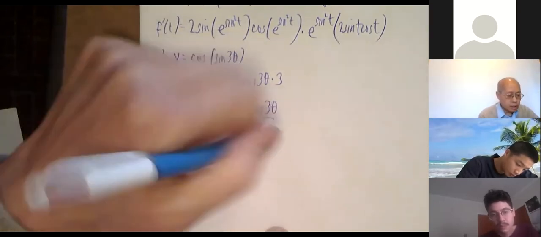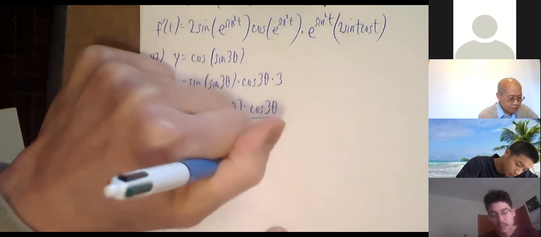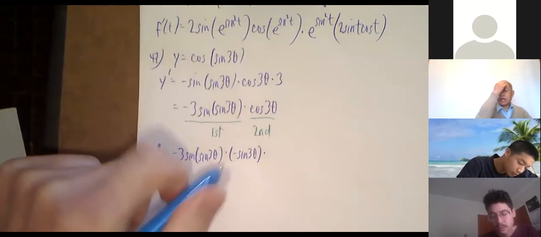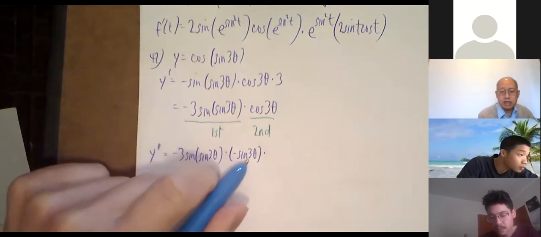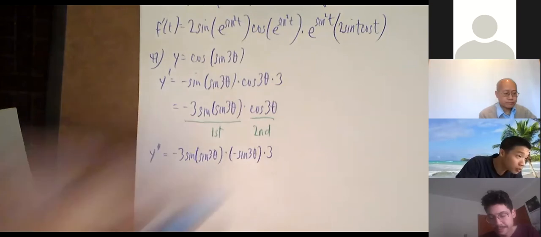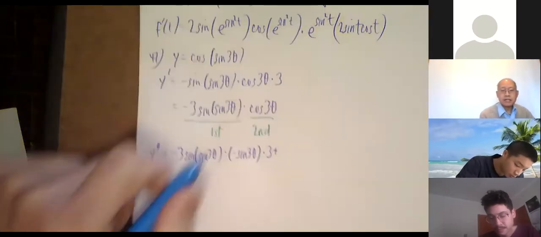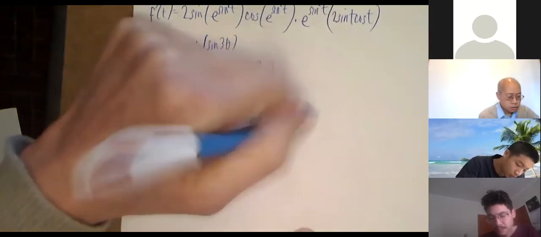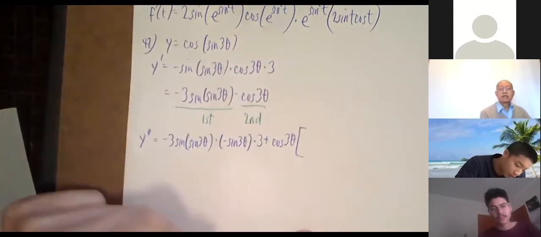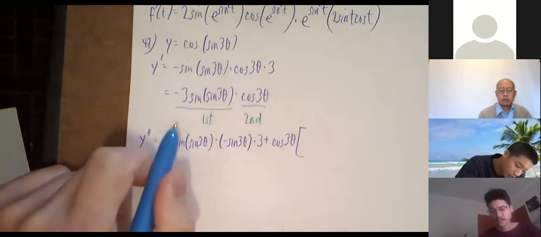So the derivative of cosine 3 theta is negative sine 3 theta. And then by the chain rule, times the derivative of 3 theta. Plus the second function times the derivative of first.